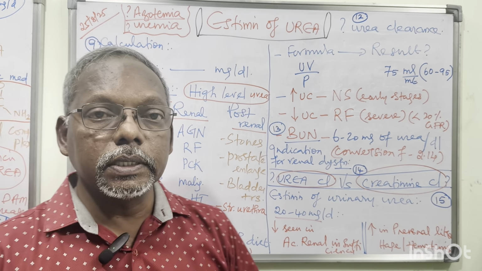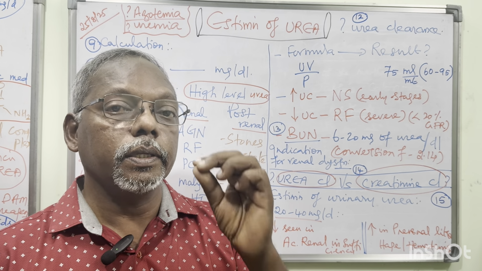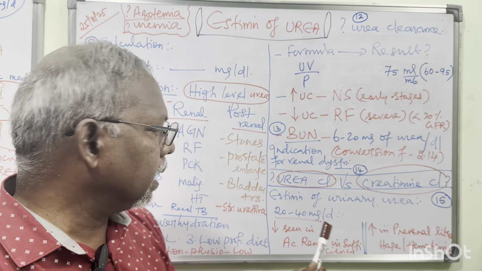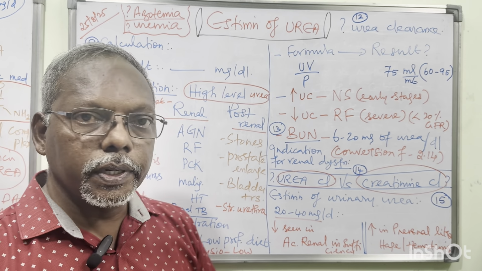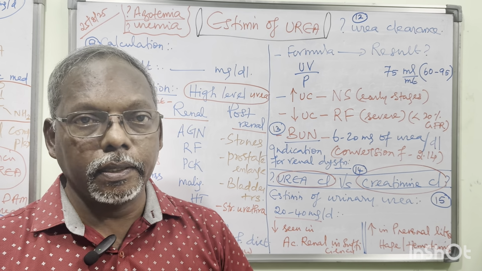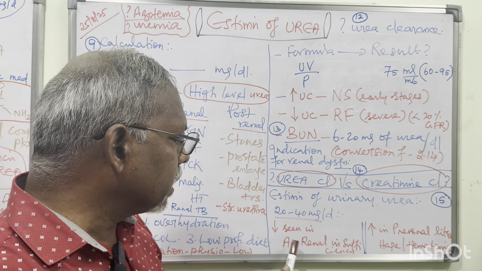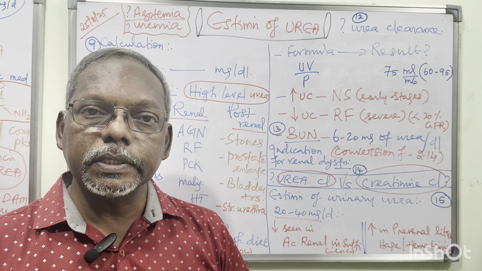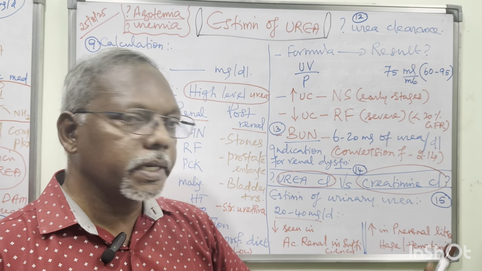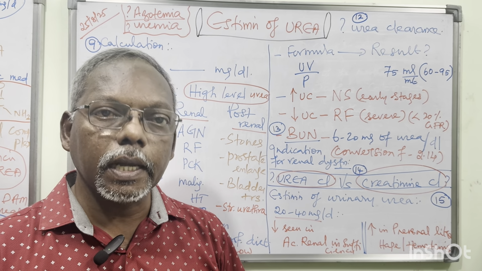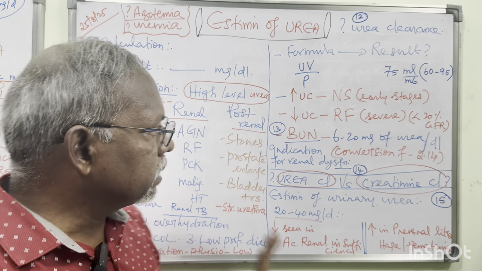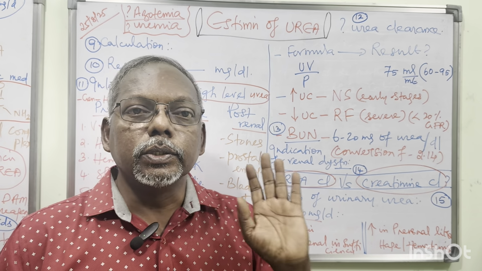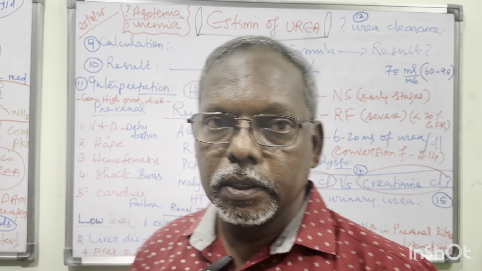The last one is estimation of urinary urea. The same method, DAM method. Normal level is 20 to 40 milligram per day. It is decreased in acute renal insufficiency and increased in pre-renal conditions like hematemesis and hemorrhage. So this is regarding urea estimation, right?